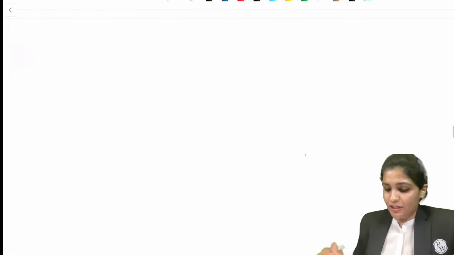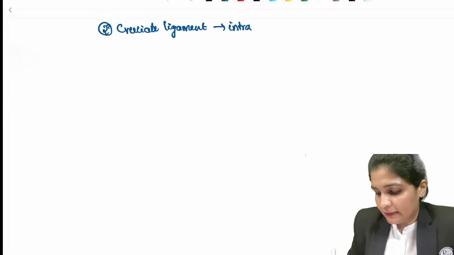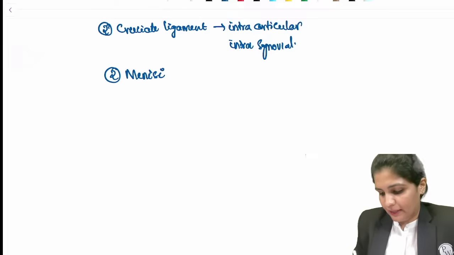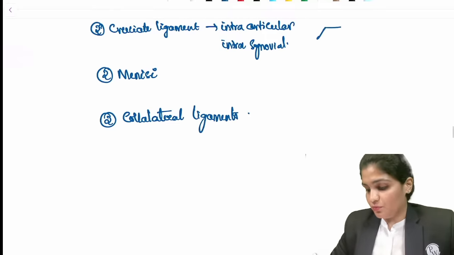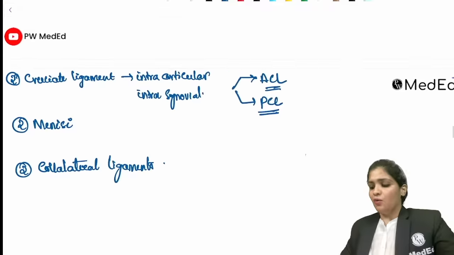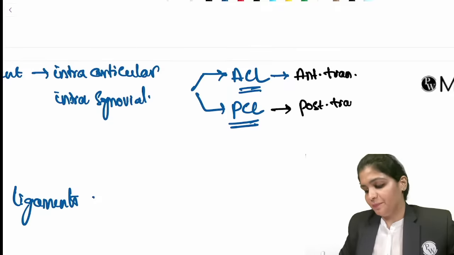If you see, the knee joint is stabilized by two cruciate ligaments, which are intra-articular and intra-synovial, and then there are two menisci and two collateral ligaments, right? The cruciate ligaments are two, that is anterior cruciate and posterior cruciate. I know you all know the origin and insertion of the anterior and posterior cruciate. The ACL, that is anterior cruciate ligament, will prevent the anterior translation of the tibia, right? Similarly, the posterior cruciate will prevent the posterior translation of the tibia, right?